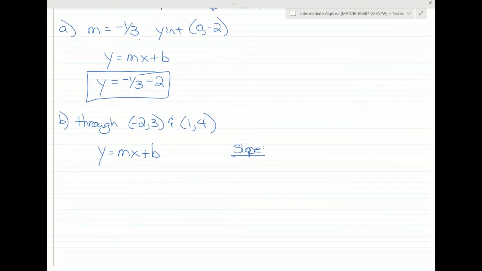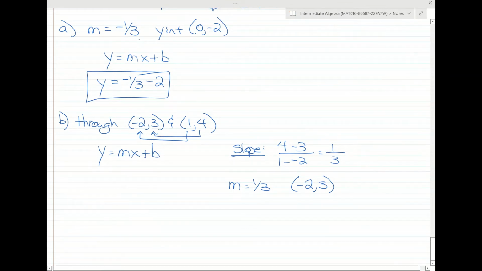To get the slope, we're going to do 4 minus 3. Remember, subtract the y values over subtract the x values. 1 minus -2. So 1/3. That's your slope. We have a slope of 1/3, and we actually have 2 points. We only need 1 point there. Which point would you like to use, -2, 3 or 1, 4? -2, 3 is fine. All we need is 1 point. It doesn't matter what point we use, we'll get the same exact answer.